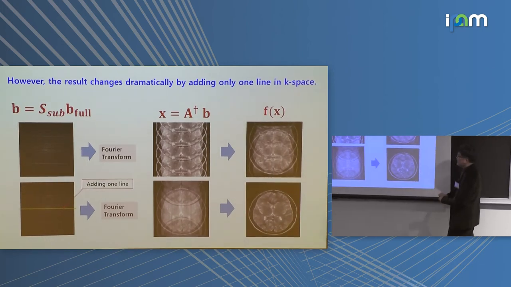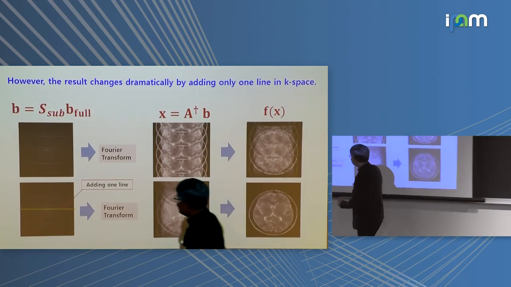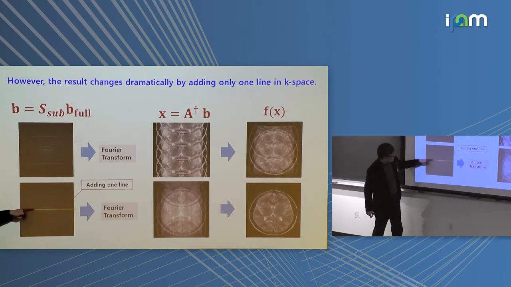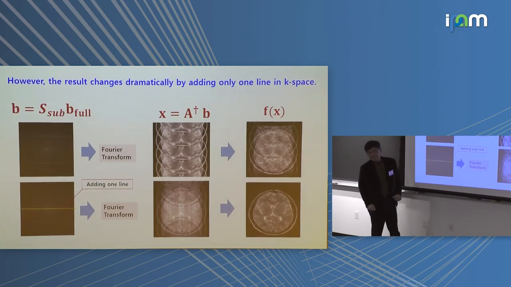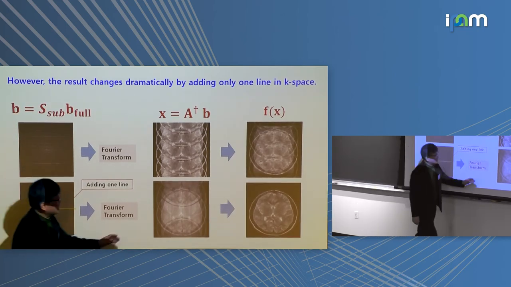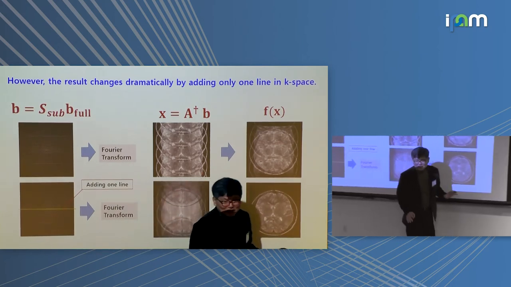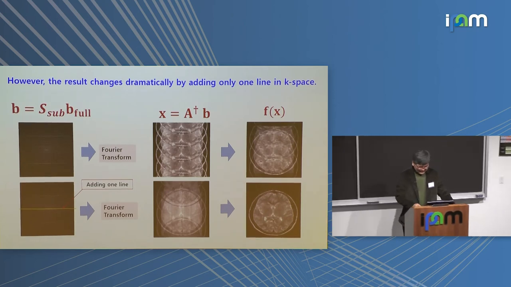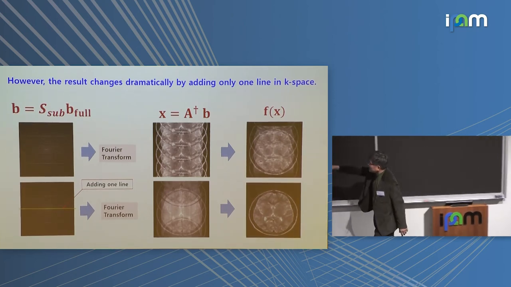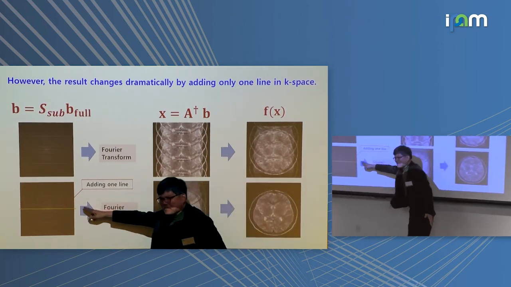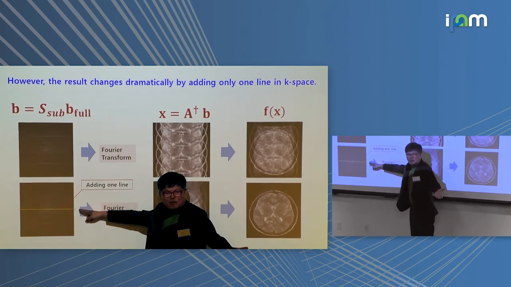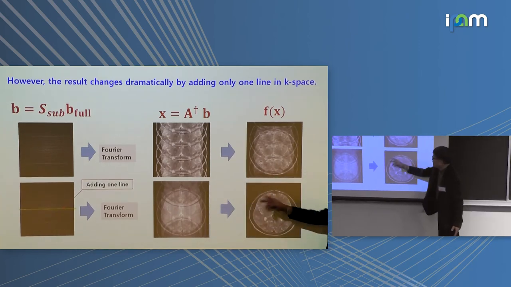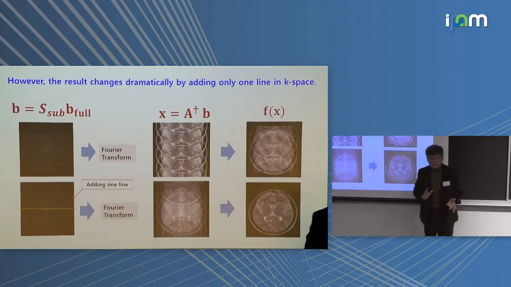But the interesting thing is that if you add one line in the k-space, then the situation is dramatically changed. Deep learning works very well. So the strategy of deep learning is very important in these cases. If we just add one line, maybe less than 1% of the data, then this one learns very well, while this does not learn.